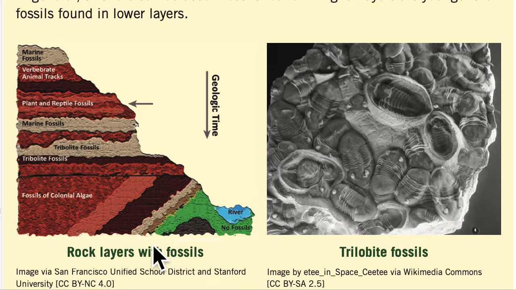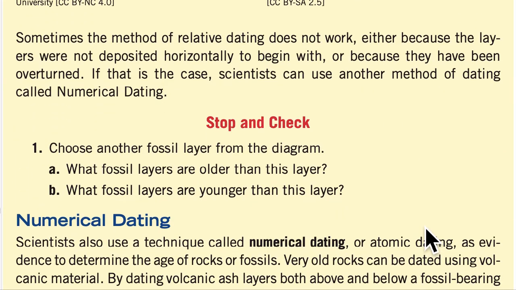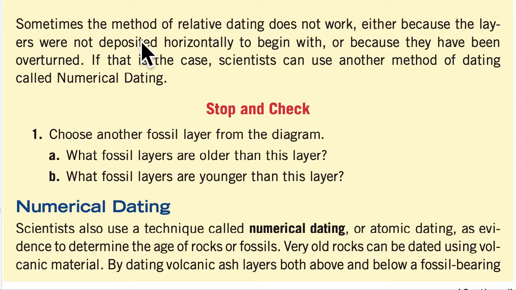Rock layers with fossils. Geologic time. Trilobite fossils. Sometimes the method of relative dating does not work, either because the layers were not deposited horizontally to begin with, or because they have been overturned. If that is the case, scientists can use another method of dating called numerical dating.